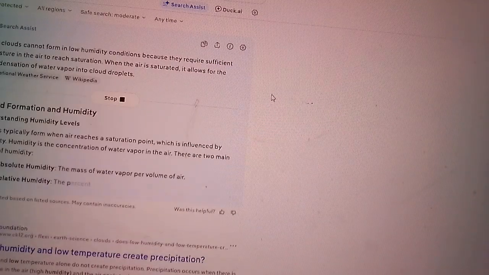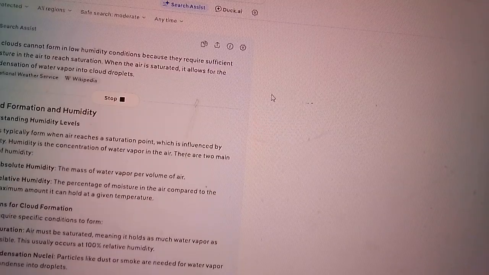Okay? Clouds typically form when air reaches a saturation point. I was just wondering. I'm not a meteorologist. I have a science degree, biology, double minor in chemistry, but I'm not a meteorologist. I'm just looking some things up. I thought it should be humid. There's clouds, which is influenced by humidity.